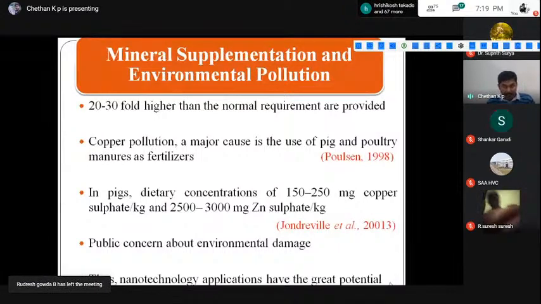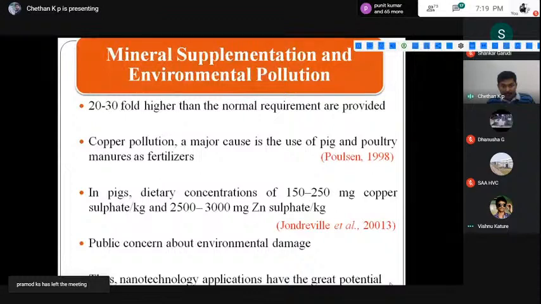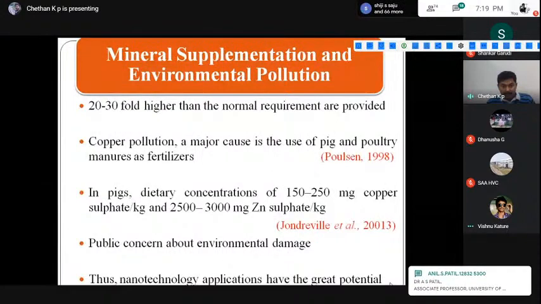Copper also has an antibacterial property. So that's the reason the farmers were supplying more and more quantity of inorganic minerals. All these things led to environmental pollution, and the public became aware about this. And now the public are bringing regulations, especially in the European world. There, the fertilizer or the manure which you use for your own farm should not have more than 150 ppm of copper. Such regulations are there, but in India we don't have regulations for manures and all. But still there is a public concern about environmental damage.